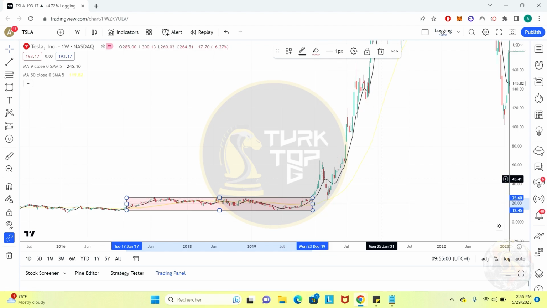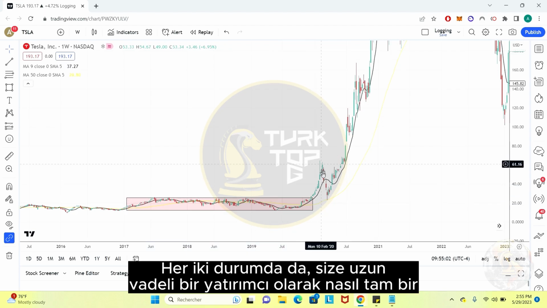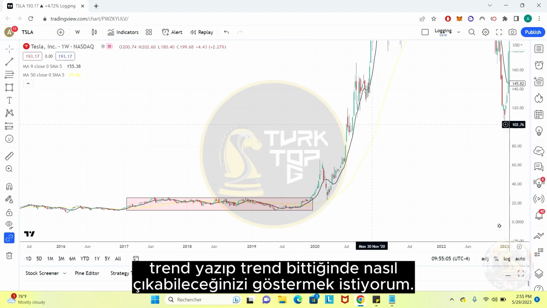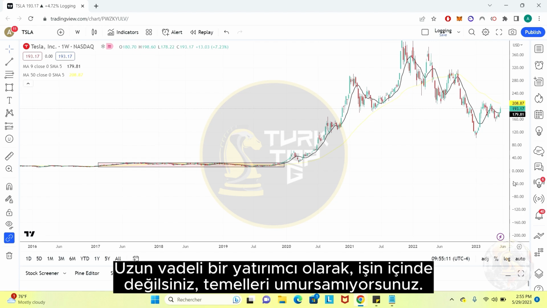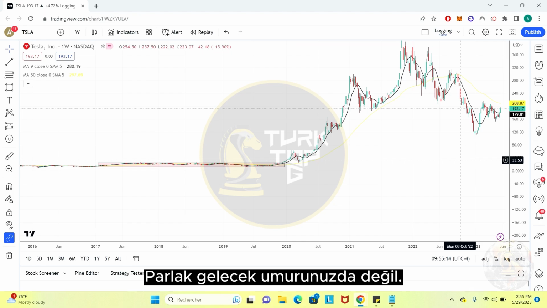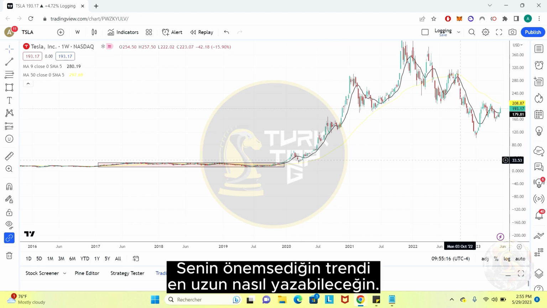Either way, I want to show you how you can ride a full trend as a long-term investor and then get out when the trend is over. That's what you have to think about. As a long-term investor, you don't care about the fundamentals. You don't care about the bright future. What you care about is how you can ride the trend the longest.